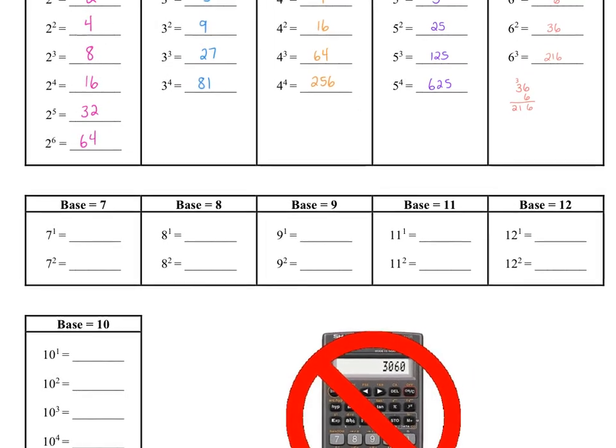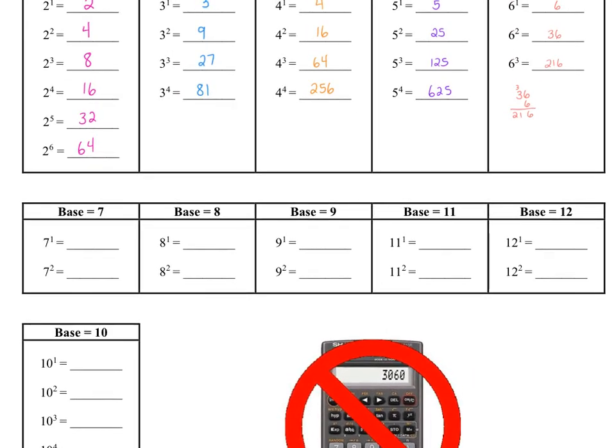Now, when we get to these higher bases, I'm only expecting up to exponent of 2. So a base of 7 would be 7 and 49. With a base of 8, that would be 8 and 64. Base of 9, 9 and 81. A base of 11 is 11 and 121. A base of 12 is 12 and 144.